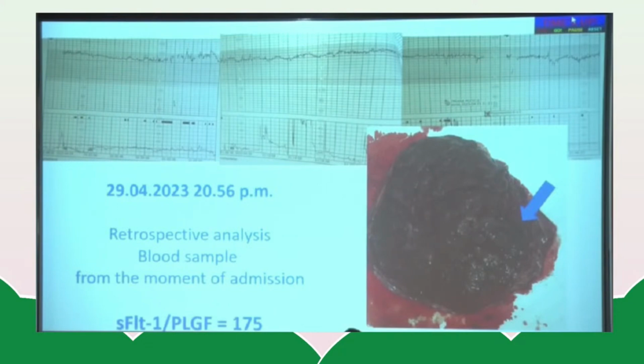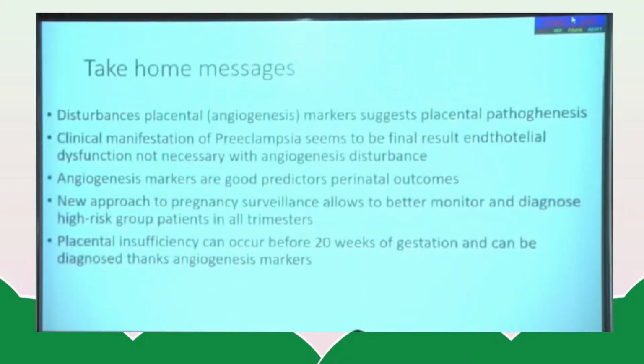The colleagues on duty decided on a cesarean section; it was a partial placental abruption. We sent a request to our laboratory, they collected a blood sample, and we discovered angiogenesis disturbance. I just present this as a case. I can't answer how to predict this kind of clinical situation and how to avoid eventual complications, but it's also an interesting issue. So those are the final take-home messages.